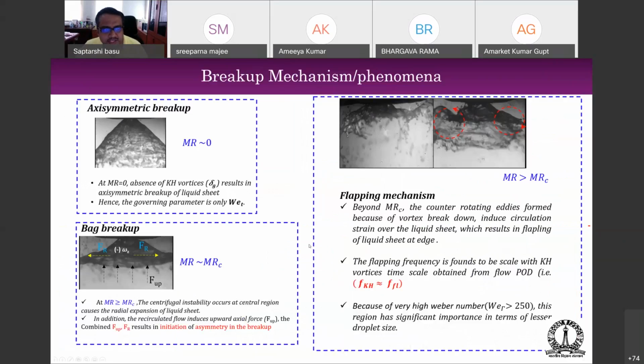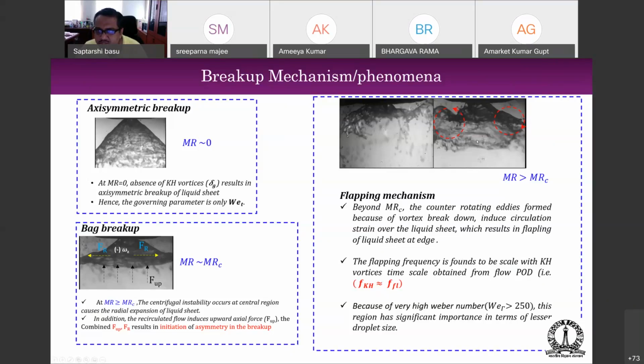And based on this, what we can see is that for momentum ratio equal to 0, you have a nice axisymmetric breakup. When the momentum ratio is equal to MRC, you have an extension of the sheet, and then you have this strong recirculation which leads to that extension of the liquid sheet. As a result of that, you get a strong centrifugal instability. And when your MR is much greater than MRC, that means you have a very strong momentum ratio. That means the gas phase is really, really dominant. You get a lot of flapping.